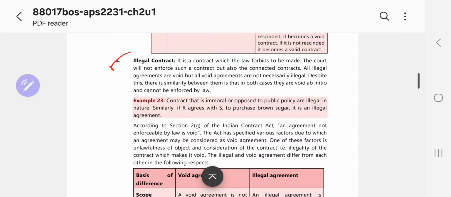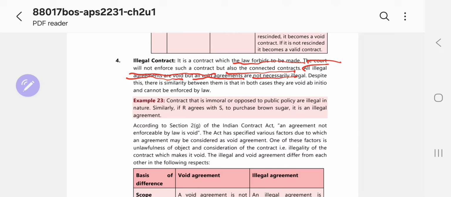Now, the fourth one is illegal contract. So this is the type of a contract on the basis of validity. The fourth one is illegal contract. It is a contract which the law forbids to be made. The court will not enforce such a contract, but also the connected contracts. All illegal agreements are void, but all void agreements are not necessarily illegal.